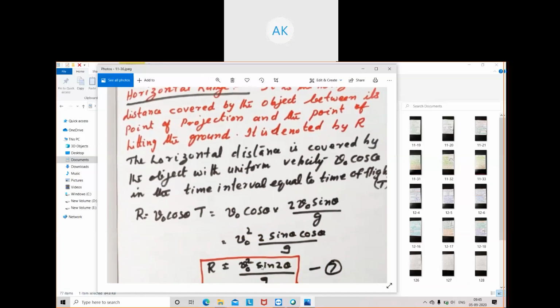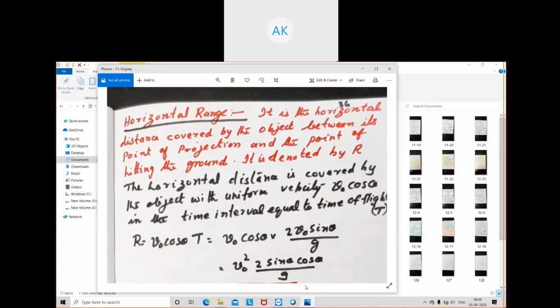Horizontal range, that means the horizontal distance it covers. It is the horizontal distance covered by the object between its point of projection and the point of hitting the ground. It is denoted by R, range.